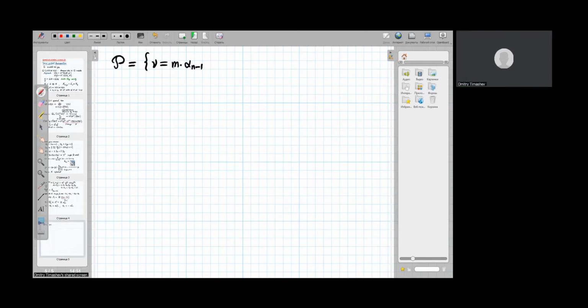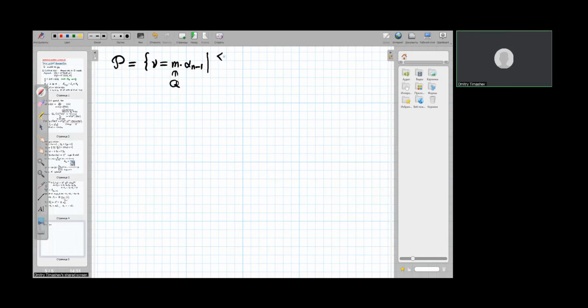This m is a rational number, but later on I will be interested in integer multiples because I am interested in lattice vectors, in lattice points of this polyhedron. But so far m is a rational number. We take the vectors nu of this form, which satisfy the following inequalities, the defining inequalities for this polyhedron.